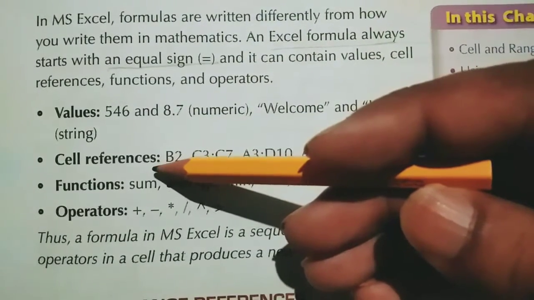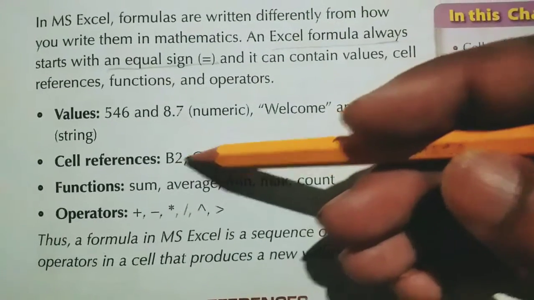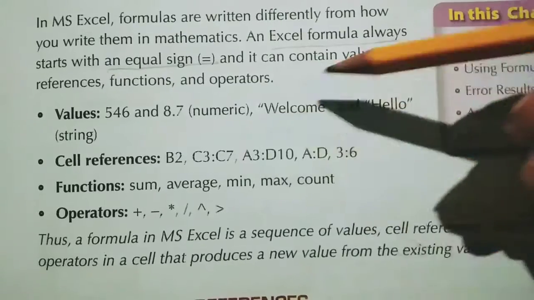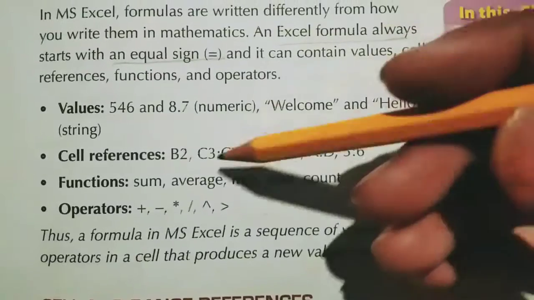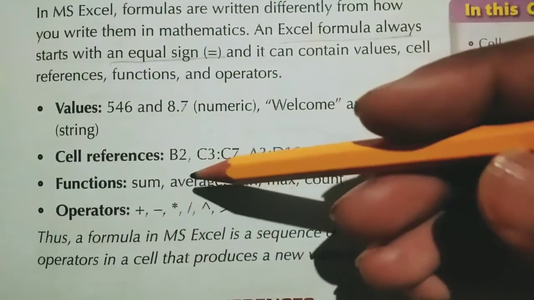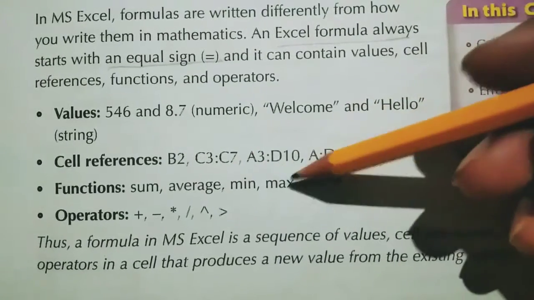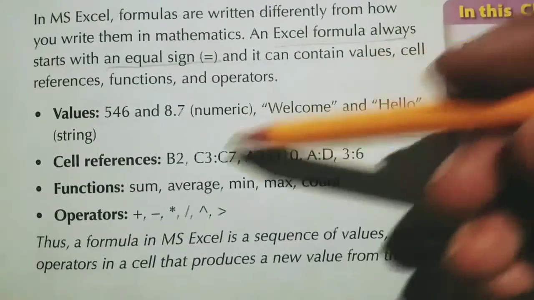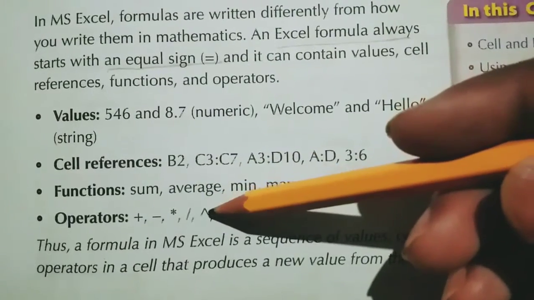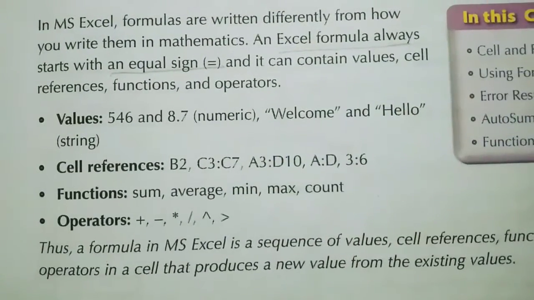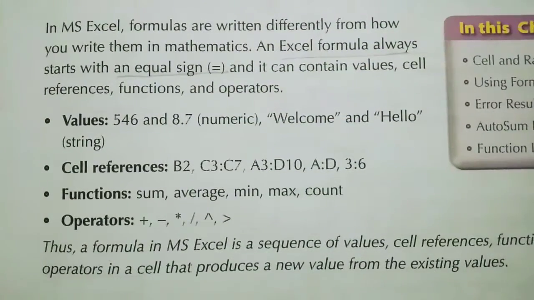Next is cell references. Cell reference means the cell address, the cell name. So B2, C3, colon C7, A3, D10, all these are cell references, that means the cell address, the cell name. Then functions. Which functions? Sum means addition. Average, you know average, how to find average in maths. Min means minimum, max means maximum, count. So these are the functions. Operators are what? Plus, minus, multiplication, division, then power, greater than. So these are called operators. These are very important things which are included in the formula of MS Excel.